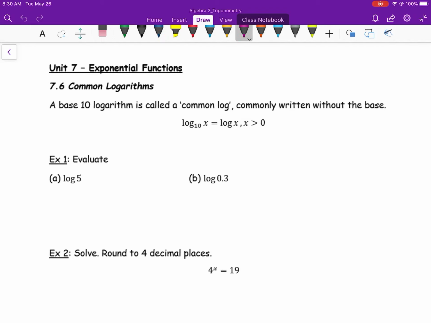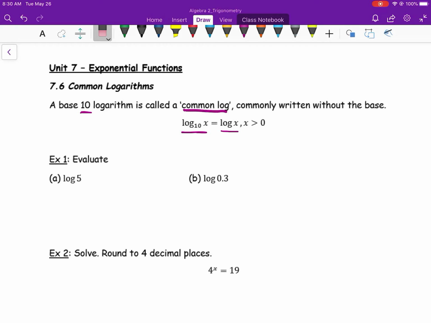Alright, so this lesson is 7.6, common logarithms. A base 10 logarithm is called a common log. It's commonly written without its base. So we have log base 10 of x, usually just written log of x. If you have a graphing calculator or scientific calculator, you'll see that it says log. Wherever there's a log on the calculator, that is a base 10 or common log.